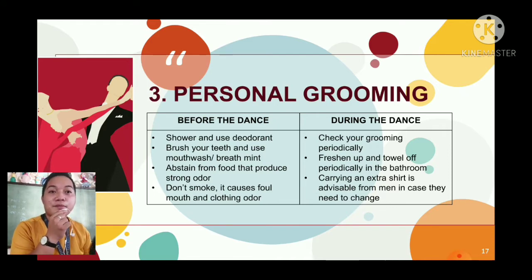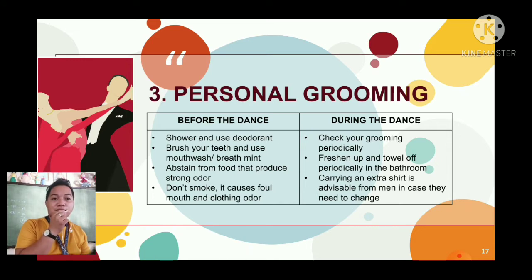So abstain from food that produces strong odor. Don't smoke. It causes foul mouth and clothing odor. And during the dance, check your grooming periodically. Freshen up and towel off periodically in the bathroom.